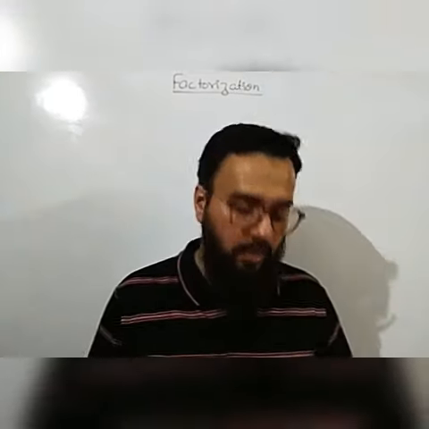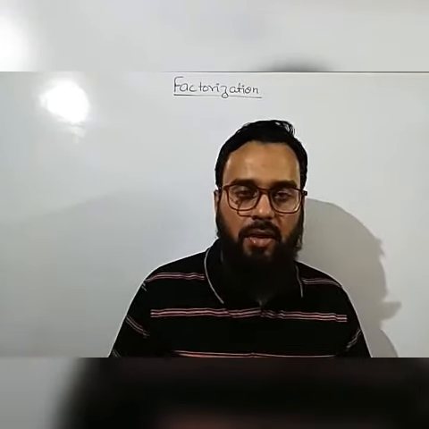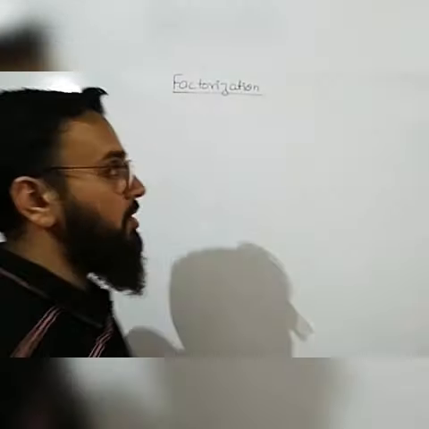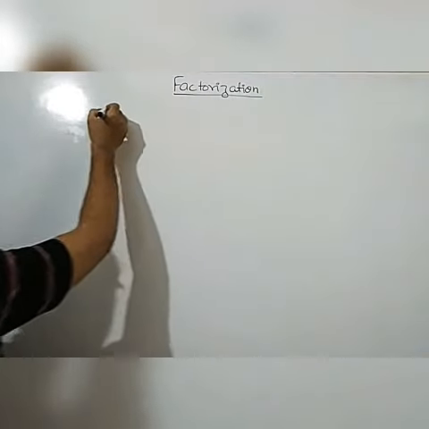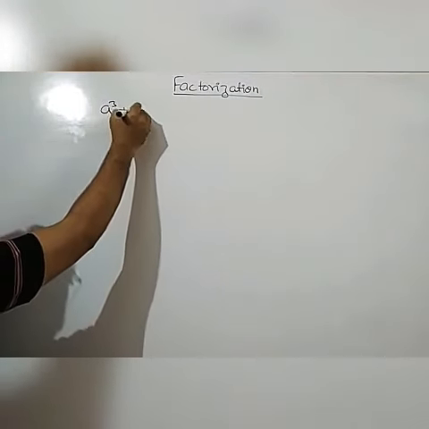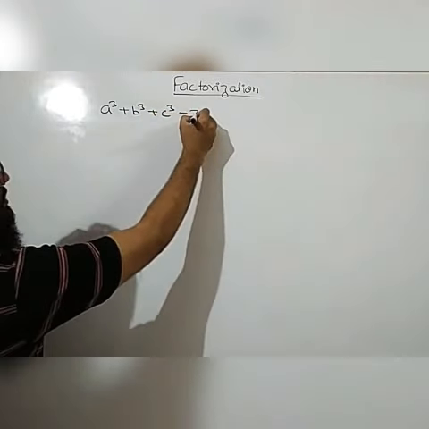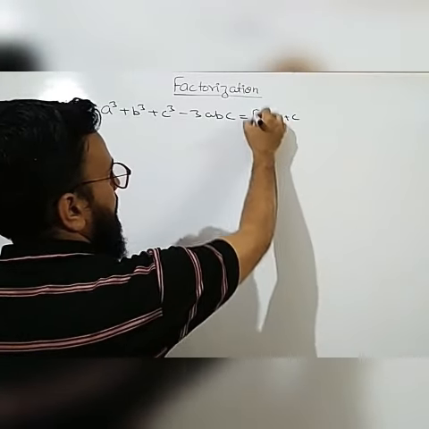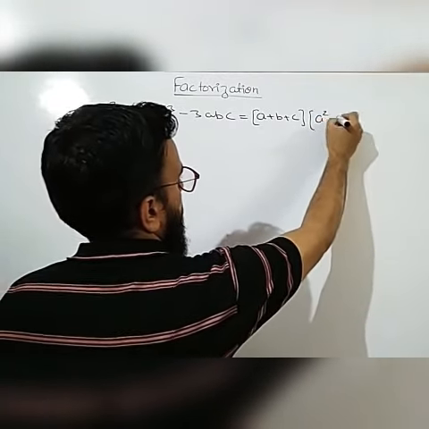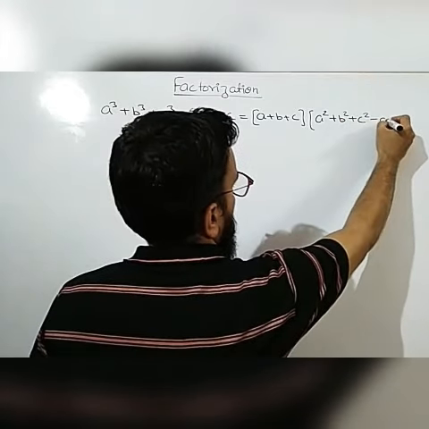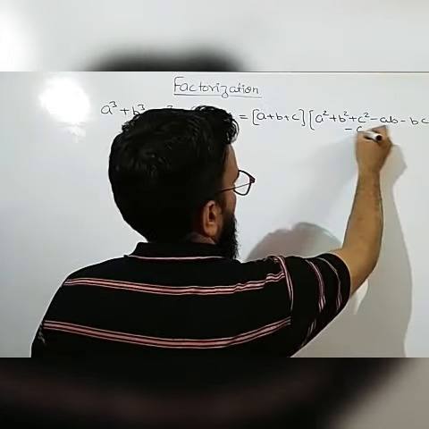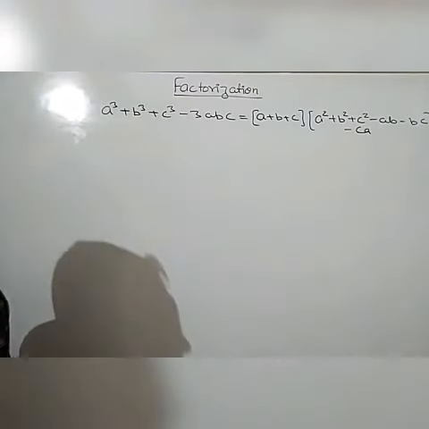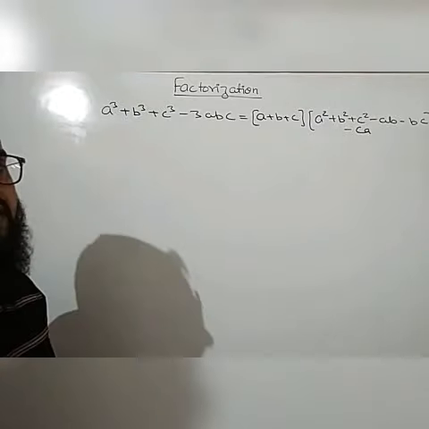Hello students, in our last video we were discussing the factorization of cubic polynomials on the basis of this particular identity which we have already discussed: a cube plus b cube plus c cube minus 3abc is equal to (a plus b plus c) times (a square plus b square plus c square minus ab minus bc minus ca). So we were discussing this identity and we have solved some problems based on it.